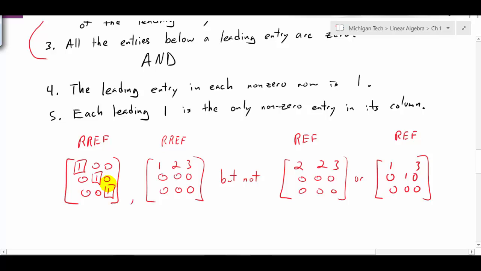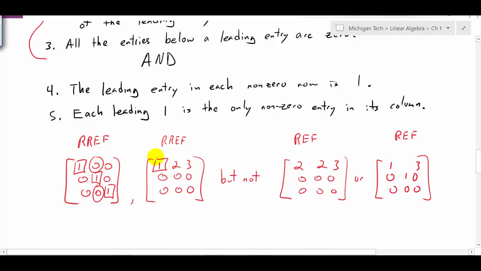Also, that next criteria says that each leading 1, each pivot position, is the only non-zero entry in its column. So not only must there be zeros below the pivot, but also above the pivot. That's this additional criteria. The second one is also in RREF form.